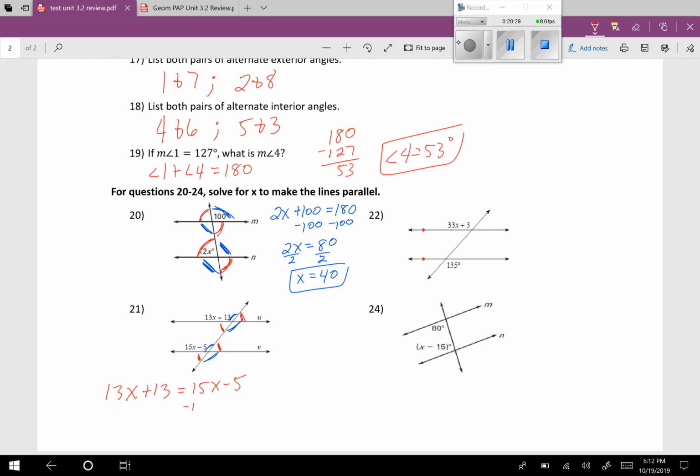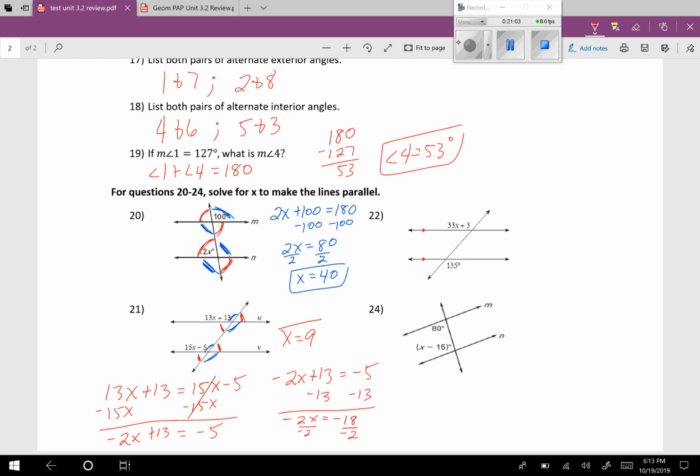So take away 15x from both sides. So 13 minus 15, that's negative 2x, plus 13 is equal to negative 5. And I'm just going to rewrite that up here. Negative 2x plus 13 is equal to negative 5. Okay, and then now I have to take away 13 from both sides. So I get negative 2x is equal to negative 18. Divide by negative 2, and I get that x is equal to 9.